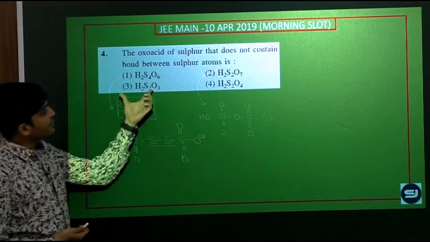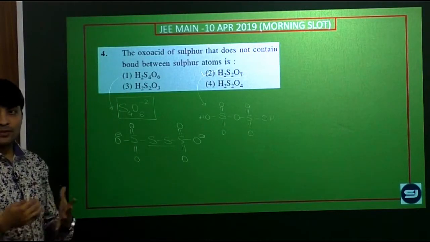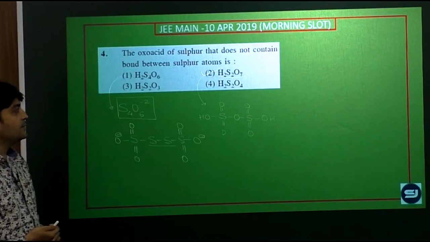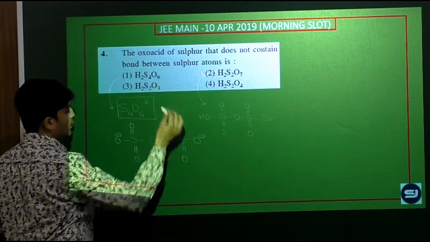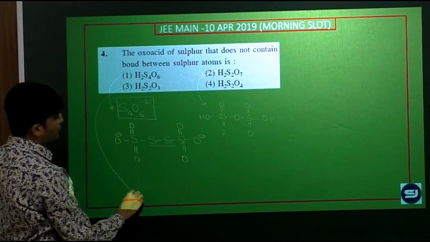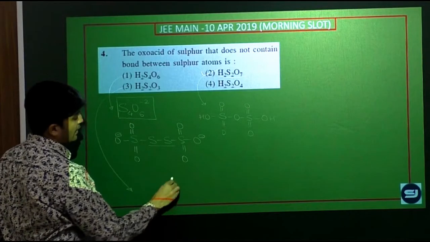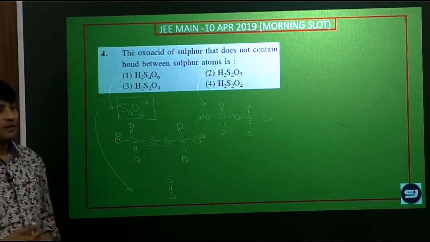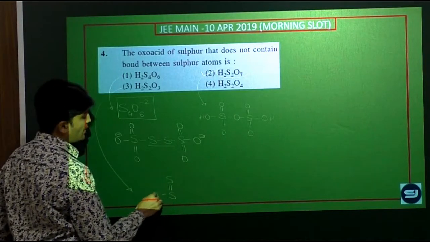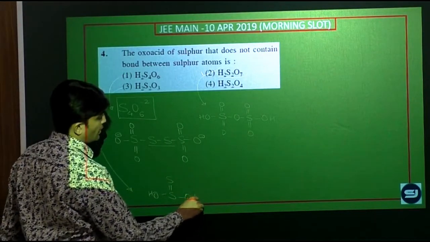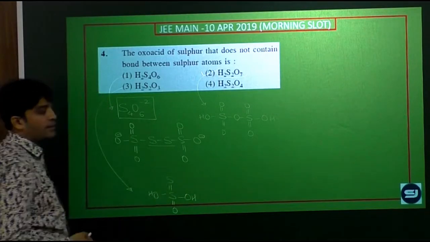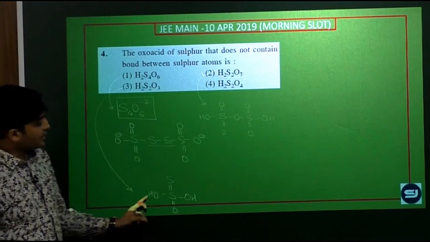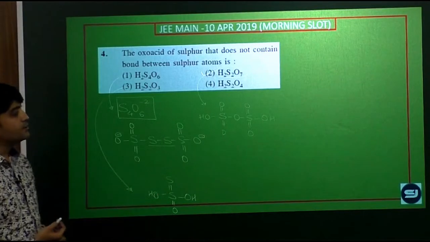H2S2O3. This is the second oxy acid from the disulfur oxy acid family, and this is thiosulfuric acid. Thiosulfuric acid has S and S joined by a double bond. This is actually called a thio linkage. On both sides we have the OH group and the oxygen joined by a double bond. So that is H2S2O3.